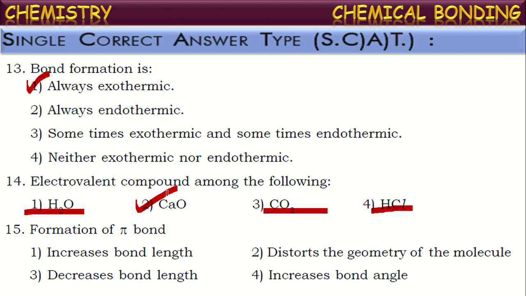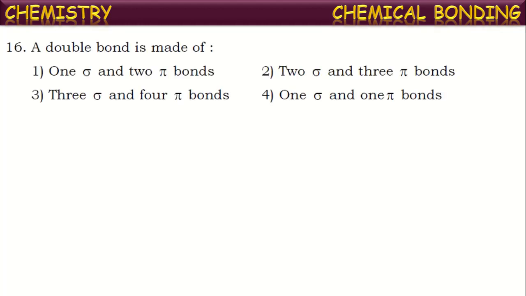formation of pi bond. What happens by the formation of pi bond? Actually, this pi bond will be formed only after the formation of sigma bond. So it is an additional bond between the two atoms. As the number of bonds between the atoms increases, bond length decreases. So formation of pi bond decreases the bond length, as it is an additional bond between already bonded atoms. Okay, next. A double bond is made up of.